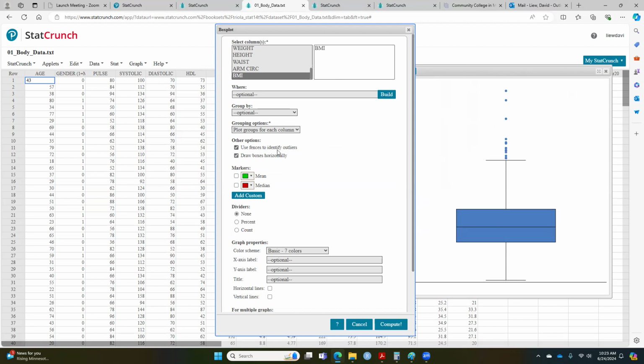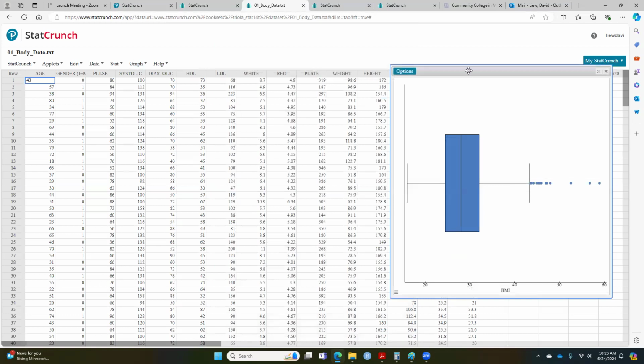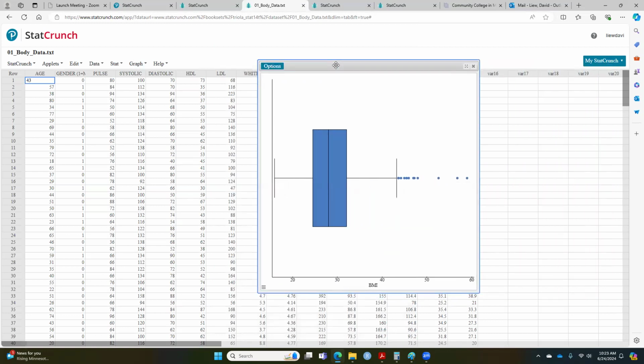The first option is to identify outliers. If you don't check this, you don't see those dots at the end there. And then the other box you have to check is to draw it horizontally. So this will be your modified box plot in this case.